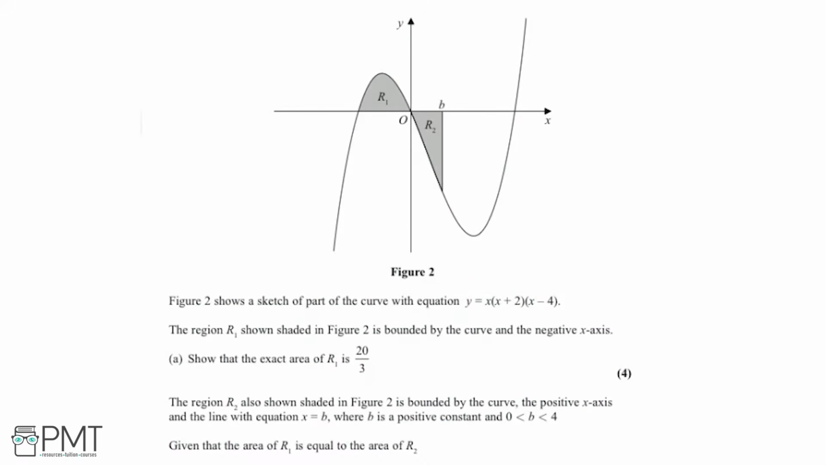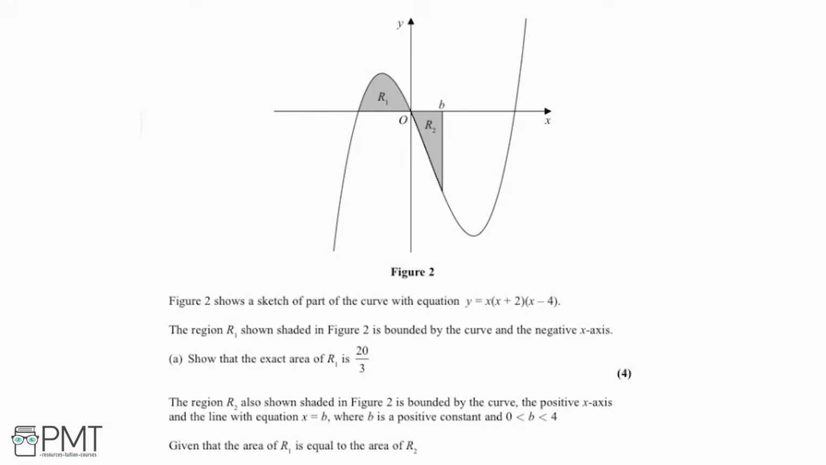So figure 2 shows a sketch of part of the curve with the equation y equals x multiplied by x plus 2 multiplied by x minus 4. The region R1 shown shaded in figure 2, so that's this region here, is bound by the curve and the negative x-axis. And part A says we need to show that the exact area of R1 is 20 over 3, and that's for 4 marks.